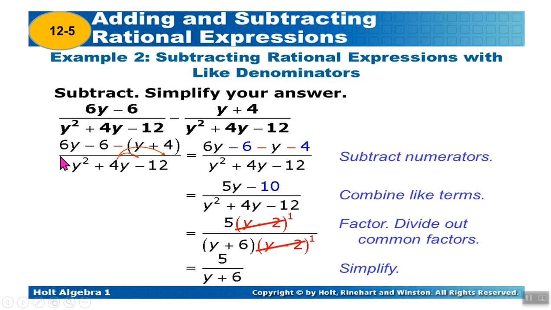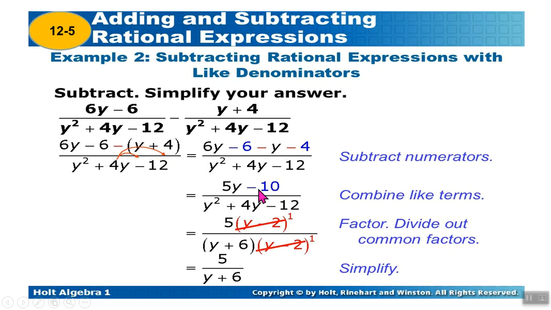Now we will subtract the like terms. Inside here, the minus is for both of them, as we said. So it is 6y minus 6 minus y minus 4, divided by the same denominator. Now subtract the like terms: 6y minus y is 5y, and negative 6 minus 4 is negative 10. Now at this stage we have to simplify the fraction that we got.